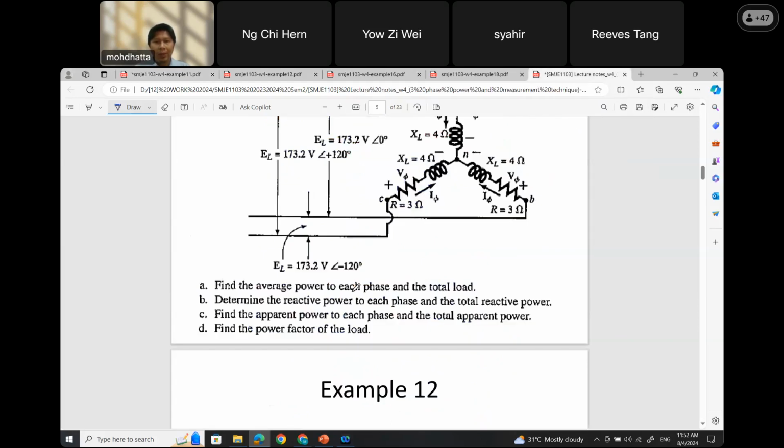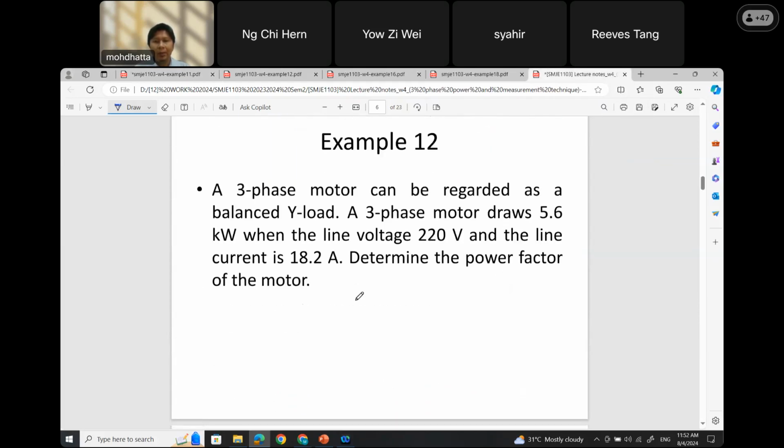Right, we have another example. Looking at the example, here we have a three-phase motor, balanced load. That's the information. And the three-phase motor draws 5.6 kilowatt when the line voltage is 220 volts and the line current is 18.2 ampere. Now, you need to determine the power factor of the motor.